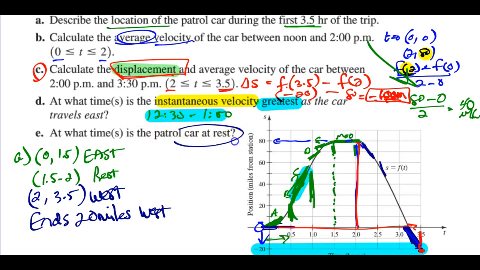And at what time is the patrol car at rest? I think we discussed that. It's at rest between 1.5 and 2, which is 1.5 hours after noon if it started at noon. So 1.5 hours after noon is 1:30 to 2 p.m.